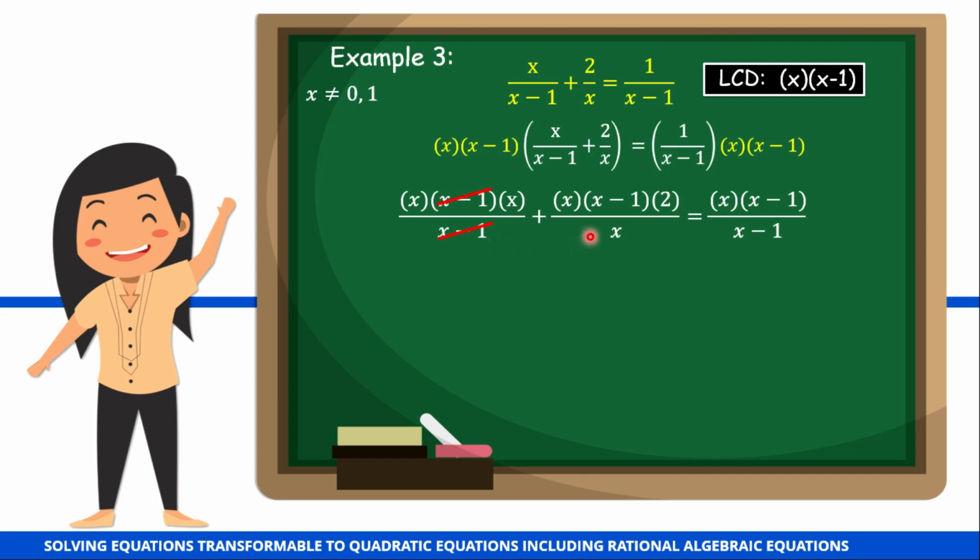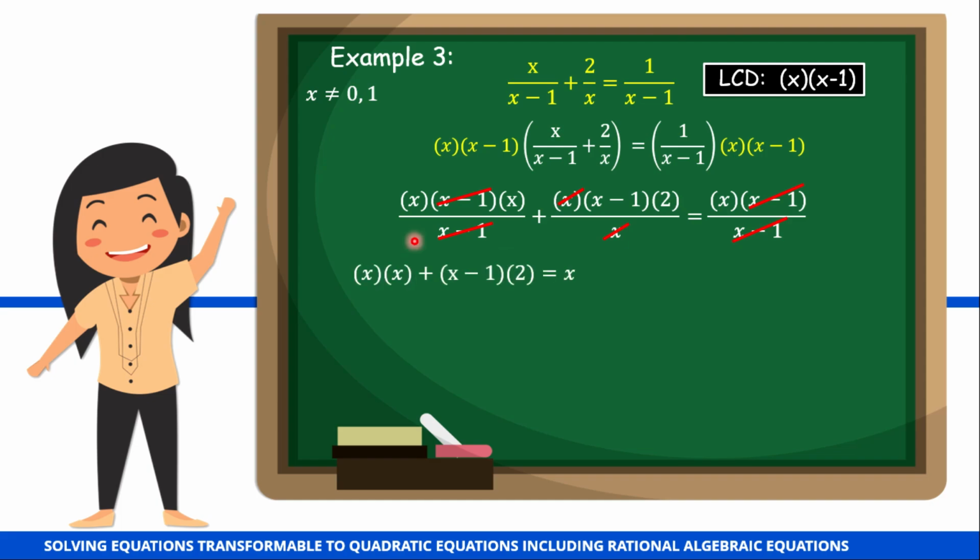Next, dito sa pangalawang term, ano ang maaari na nating i-eliminate? Tama, maaari na nating eliminate yung x sa numerator at x sa denominator. At dito sa kabilang side ng ating equation, maaari na rin nating eliminate ang x minus 1 at x minus 1 sa denominator. Ngayon, isimplify na natin ang mga natira sa ating equation.